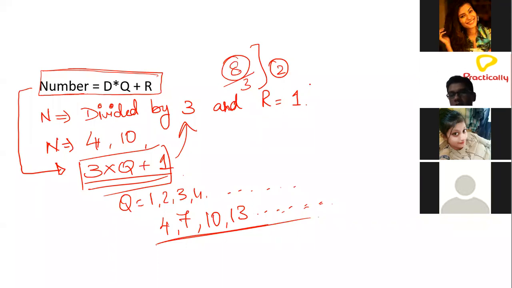So now let's complicate it slightly. Yes, please. Sir, this 4, 7, 10, 13 how?